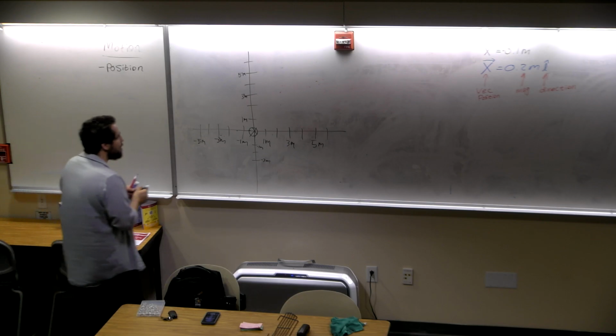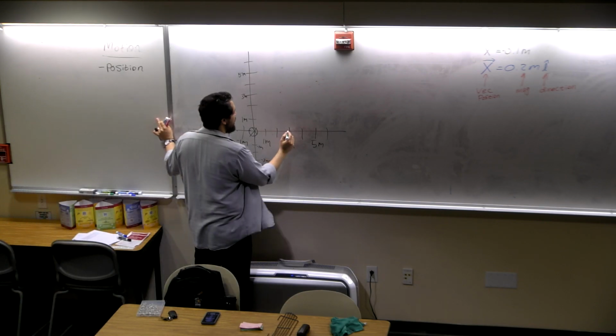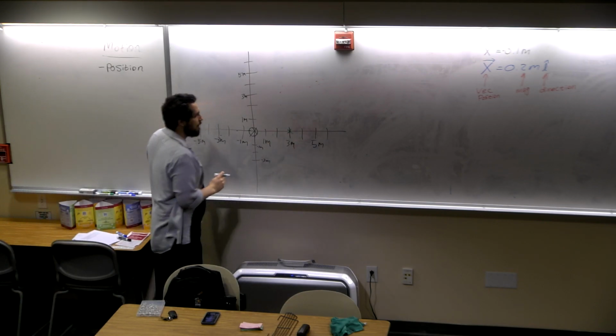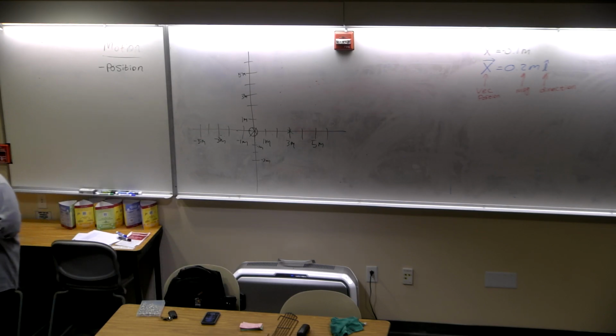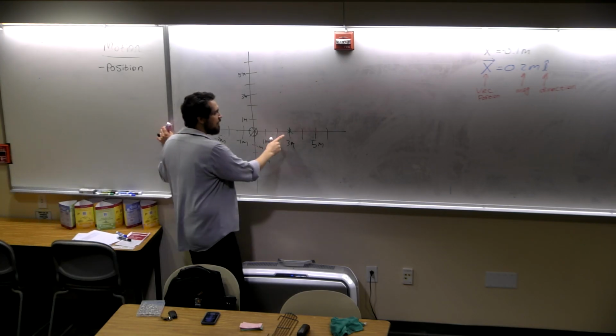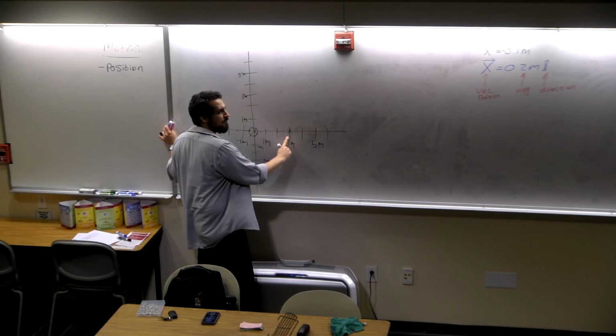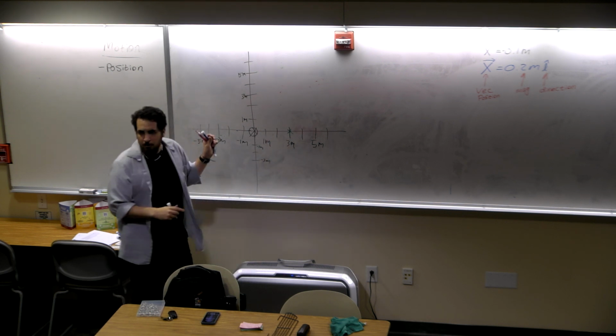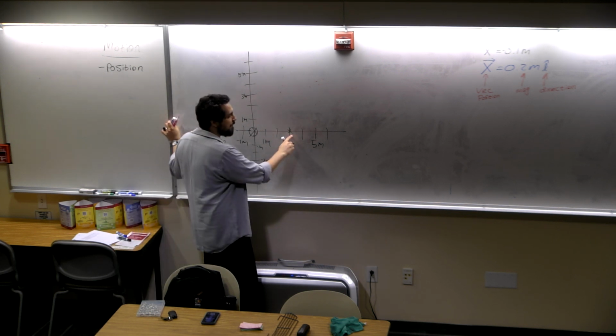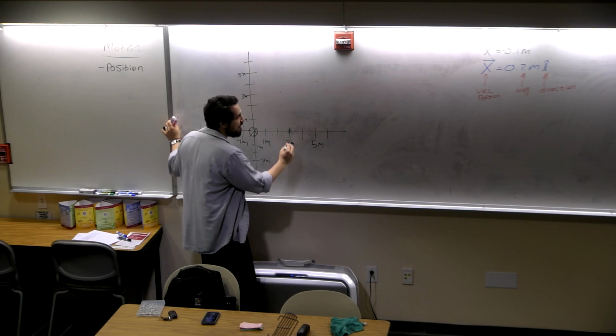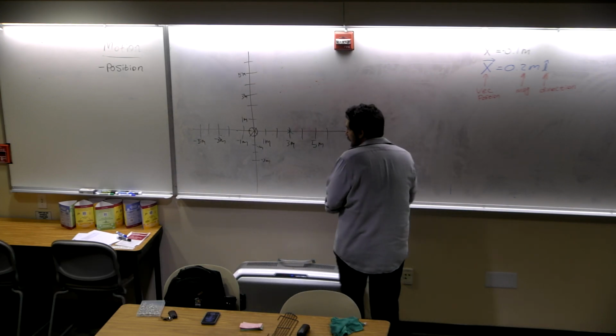What is the position? How do we represent that? We represent that position as being 3 meters i hat plus 0 meters j hat. We don't have to include that. We can just say anything times 0 is 0. So we could just write 3 meters i hat if we want to. I'm just writing it this way for completeness.